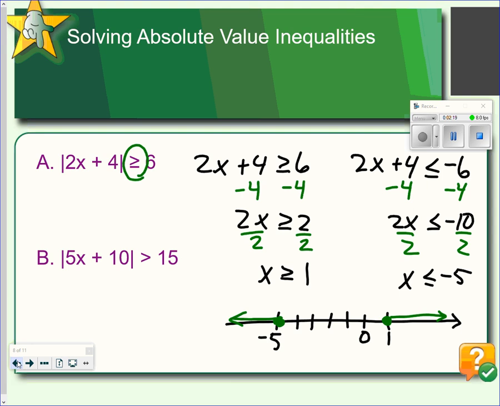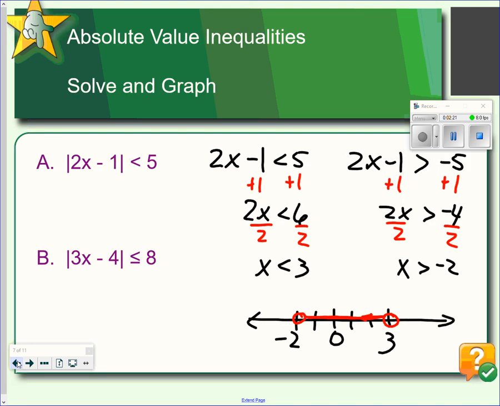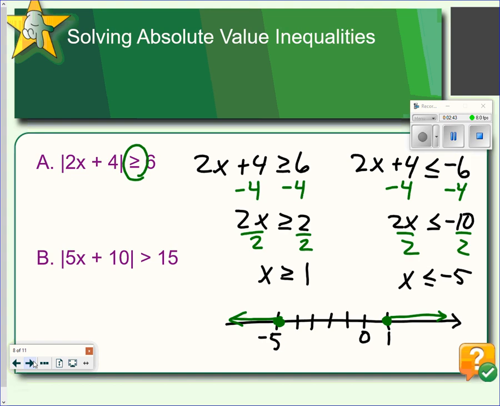So when your inequality here is a greater than, it ends up shading outside of both endpoints. And when the inequality is a less than, like it was on this page, you shade between your two endpoints, which should make sense because absolute value is distance from 0. So this is saying the absolute value of something is less than 5. So it's going to be on each side of that, but in between the two dots. And then in this case, the absolute value of something is greater than something, so it would have to be outside of the two dots.